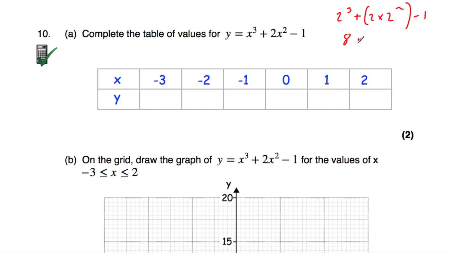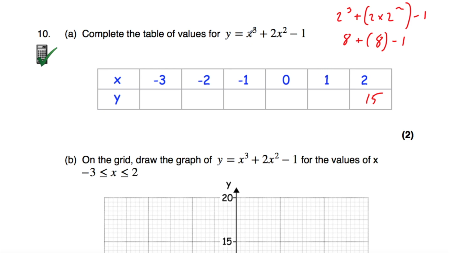2 cubed is 8 plus, and then here we've got 2 squared. Well, 2 squared is 4 times 2 is 8, and then take away 1. 8 plus 8 is 16, take away 1 is 15. So that'll be 15. And this is a calculator question, so you can actually just type the function into your calculator and generate the table of values that way if you wanted to.